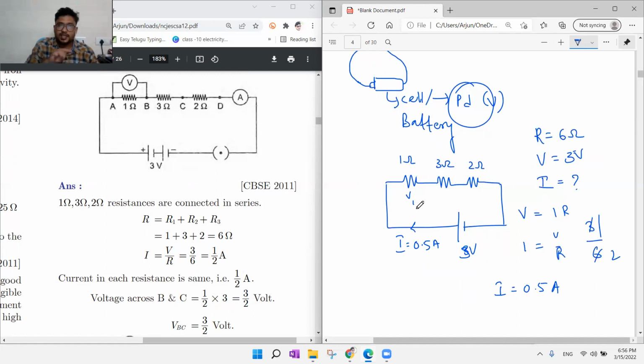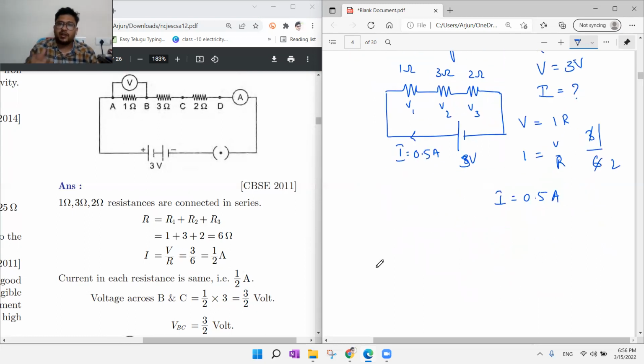In series, voltages will differ. Voltage at the first resistor is V1, voltage at the second resistor is V2, voltage at the third resistor is V3. If you can find the V1, V2 values, it will be easy for us to say what happens to the voltmeter reading. Will it increase or will it decrease?